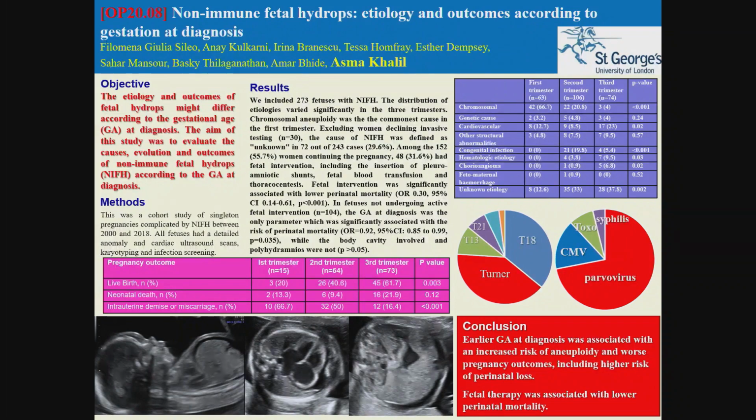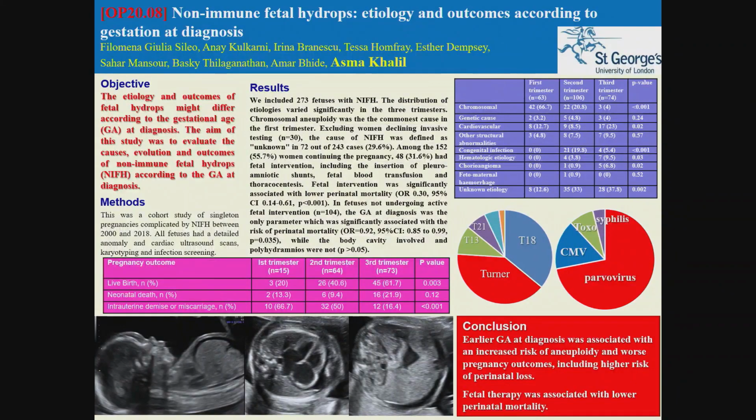As you can see, the commonest cause in the first trimester was chromosomal aneuploidy, and the commonest of them was Turner syndrome, followed by trisomy 18. And congenital infections mainly contributed to hydrops in the second and third trimester, and the commonest was parvovirus, followed by CMV. Interestingly, despite all the investigations, about a third of the cases remained with unknown etiology.